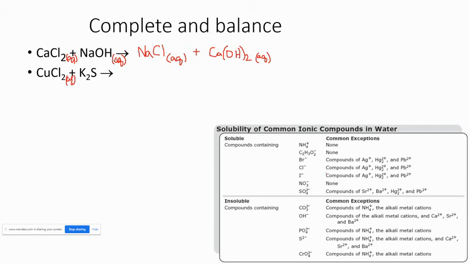K2S. Do we have a sulfur? Yes, we do. But it is with an alkali metal. Potassium is an alkali metal, so it will dissolve. That's the exception. So AQ.